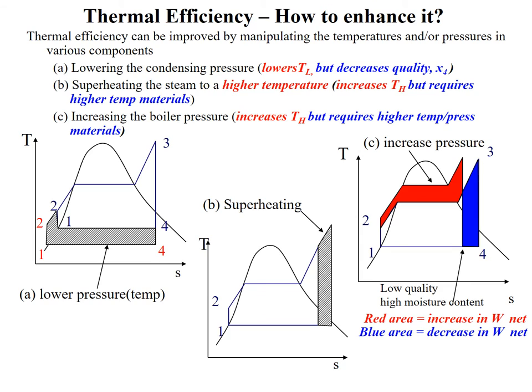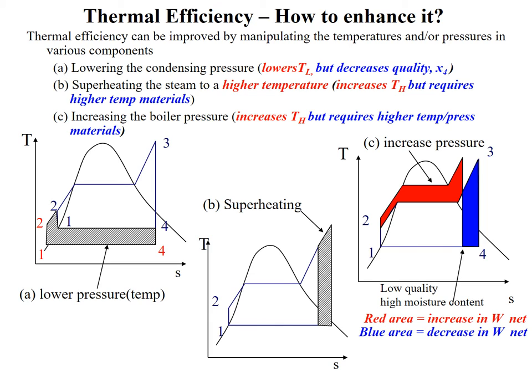Next, how can we enhance the thermal efficiency? There are three things. One is reducing the condenser pressure. See the first figure, it reduces the condensing pressure. If you reduce the condenser pressure, the heat input is more, and the turbine work is also more. The quality of the steam reduces, so the thermal efficiency increases. If turbine work increases, automatically your efficiency will be improved.